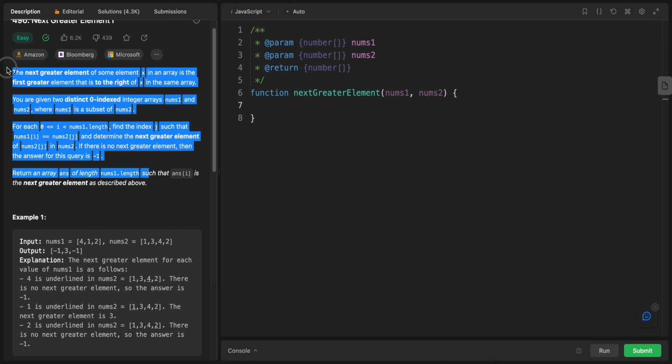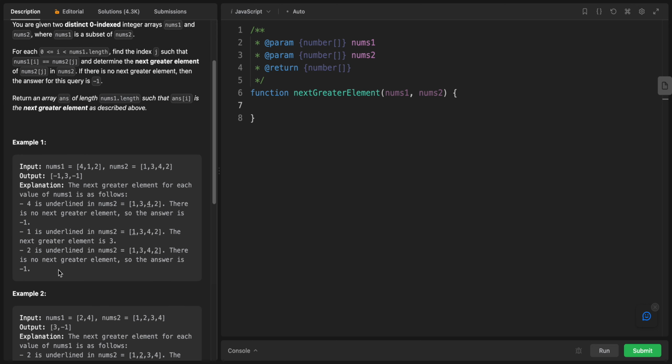However, if you are not that smart like me, if we look at the example, it would be way more obvious. We have these two arrays, and the solution is -1, 3, -1. So we have 4, and 4 is here, and there is no next greater element, so we return -1. The next one is 1, and 1 is here, so the next greater element is 3, so return 3. And we have 2, and 2 is here, there's no next greater element, so return -1.